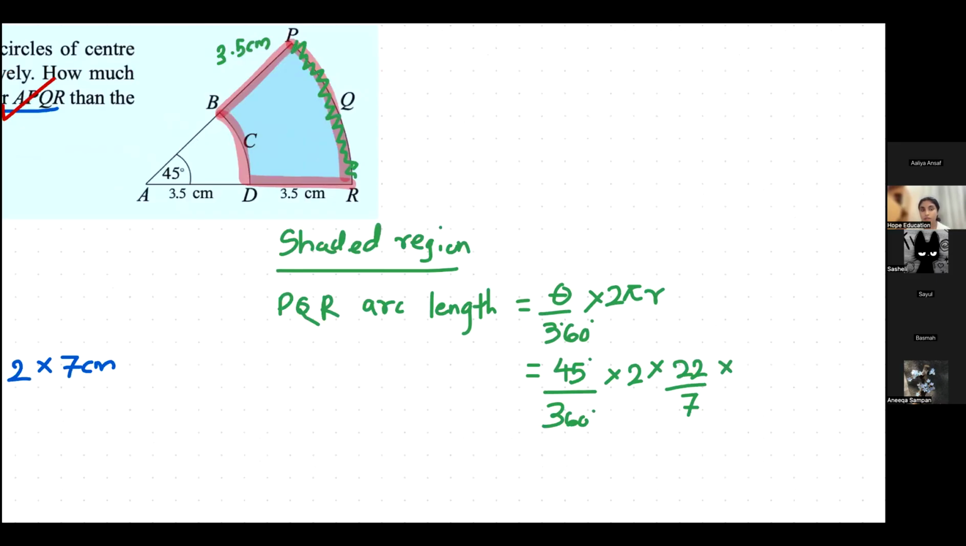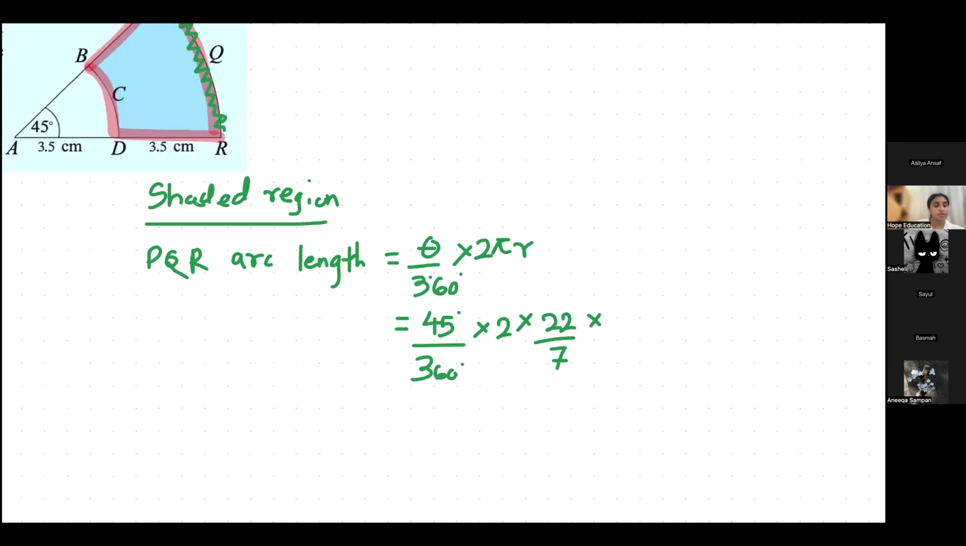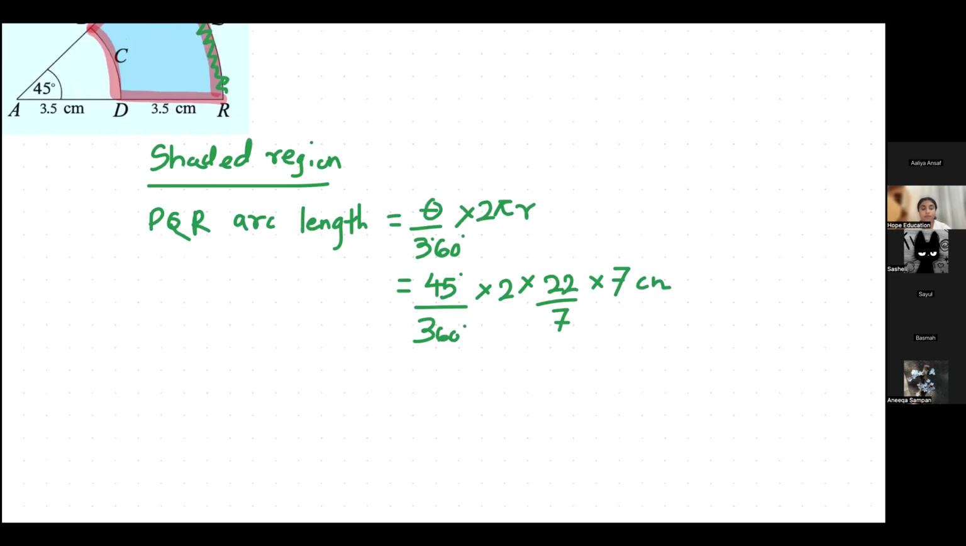What is R? 3.5 centimeters? If you take this arc, is it 3.5? No, if I take that arc, it's 7 centimeters. It is 7 because it belongs to this big sector, which has a radius of 7. Now that is 7 centimeters. So it's 7 centimeters.